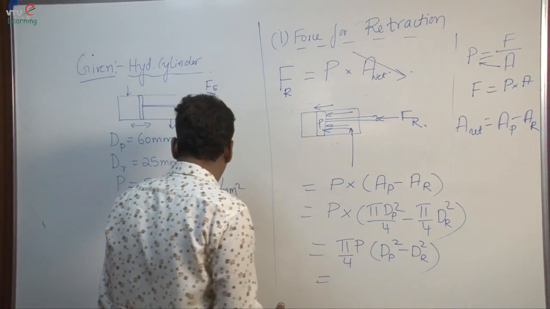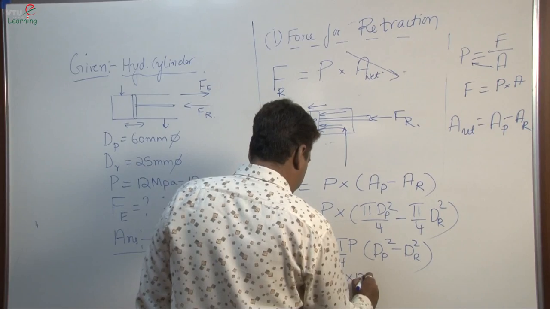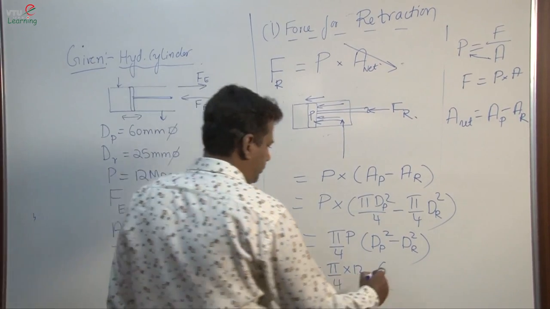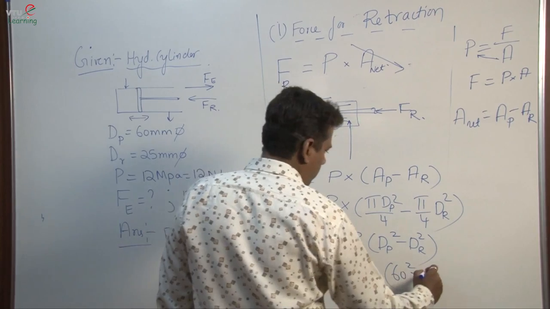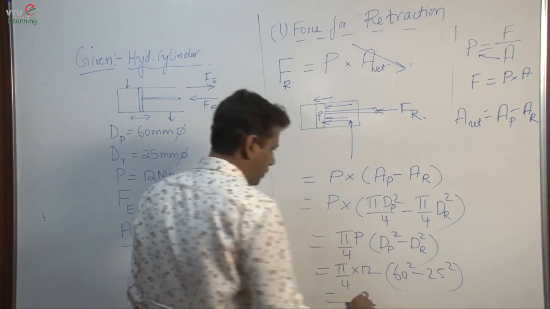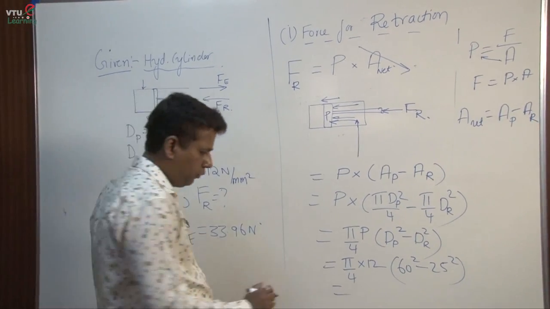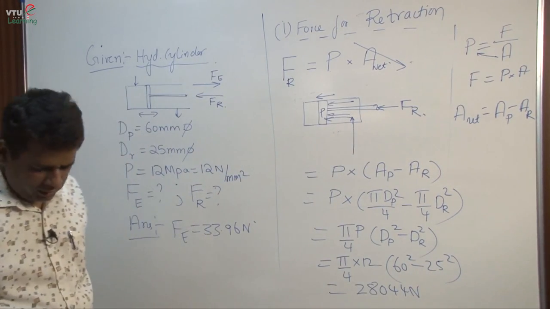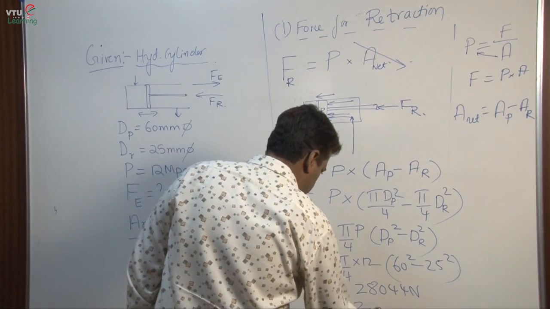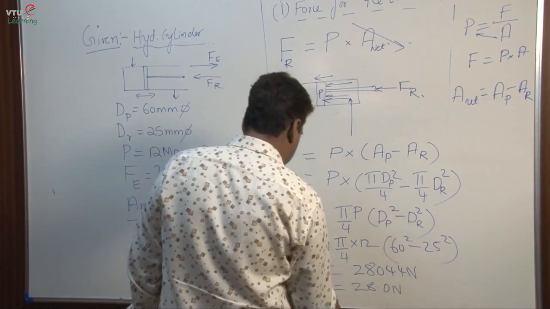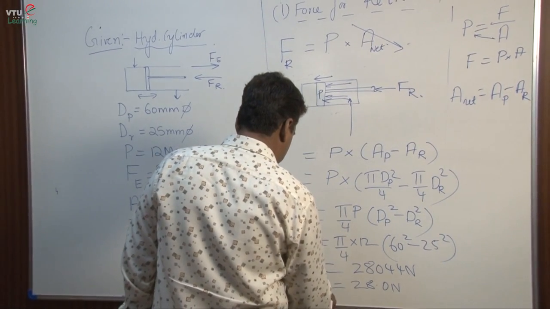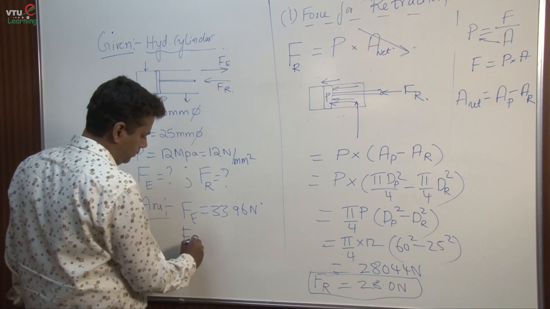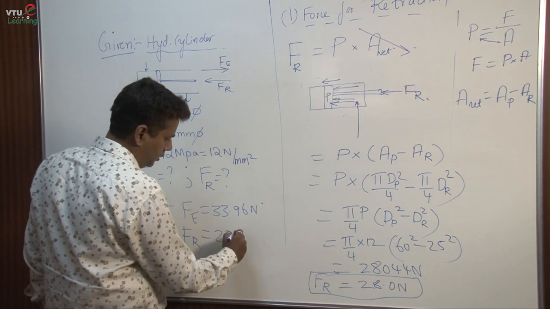So you can substitute the variables: 12 into pi by 4 into dp square minus dr square, 60 square minus 25 square. So you get 28,044 newton, or 28.04 kilonewton. So this is Fr, right? So Fr is 28 kilonewton.